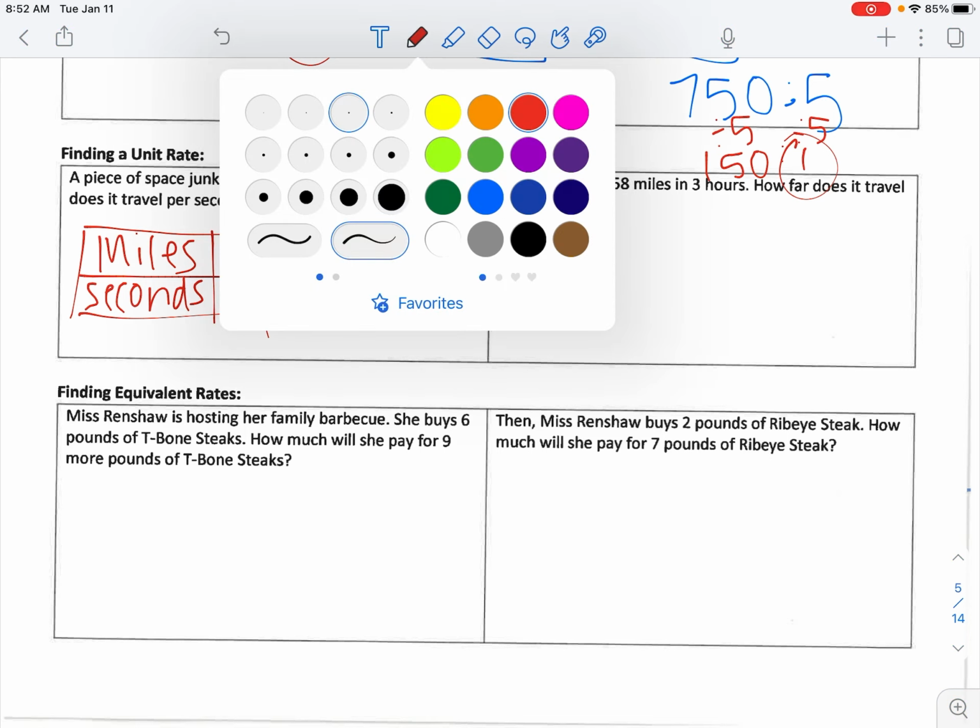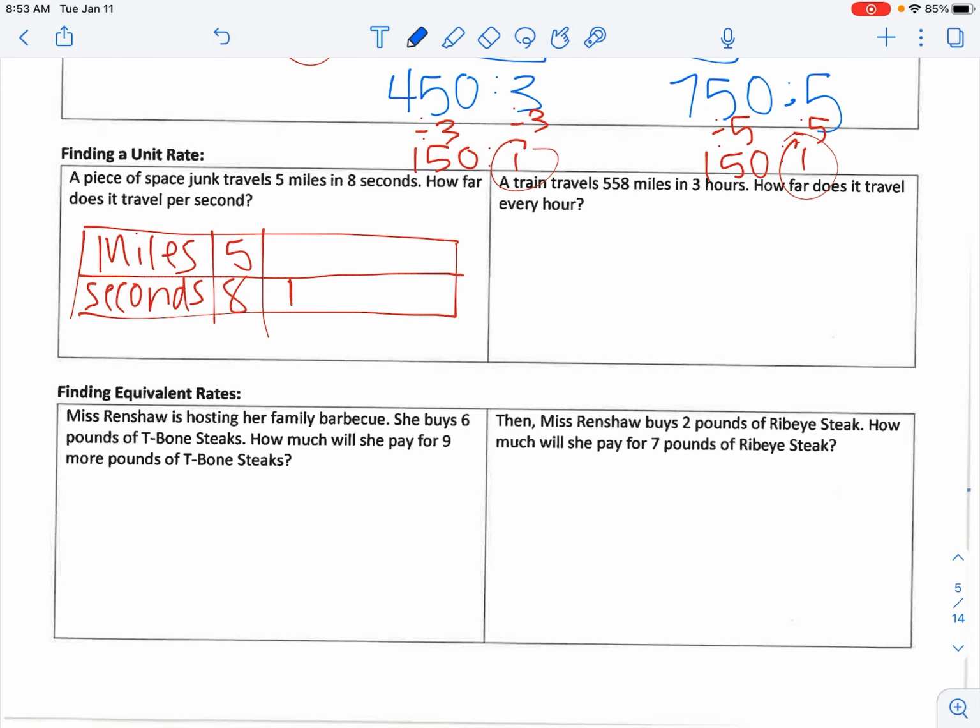So now, just like last class, we're trying to figure out how do we go from 8 to 1. On all of these, I believe you're going to be multiplying or dividing. Okay, so get adding and subtracting out of your head. So to go from 8 to 1, we divide by 8. So that means you have to do that on the top. We're doing 5 divided by 8, and we're just going to leave that as a fraction. So we have 5 over 8. So that means the space junk travels 5/8 of a mile in 1 second.